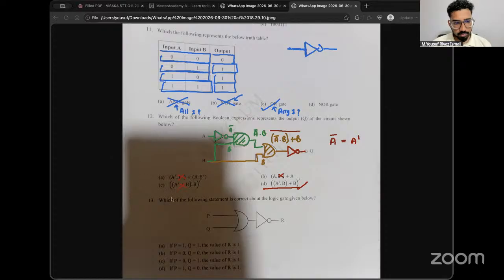Next. Which of the following statements is correct about the logic gate given below? Let's take one by one. In the first one, they have said if P equals 1, that means if 1 is coming from here, and Q equals 1, so if 1 is coming from here, the value of R is 1. Let's check. If 1 is coming from both the inputs, what will be the result of this OR gate?